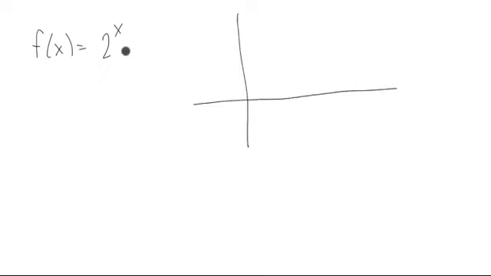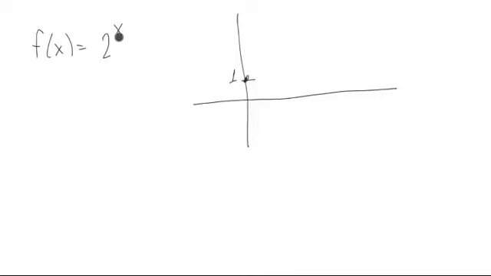Let's take a look for a minute at functions like this. F of x is equal to something like 2 to the x. This is what you would call an exponential function. Now, let's think about this for just a minute. If we plug in 0, look what happens. We plug in 0 into this function, we get 2 to the 0, which is 1.